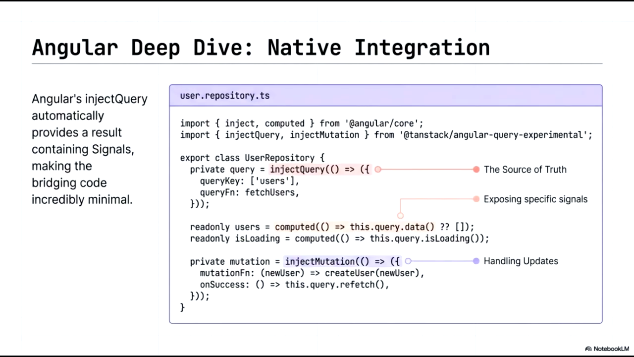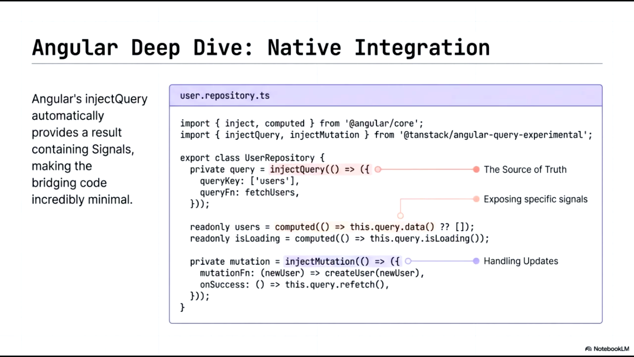To expose this state to our components in a reactive way, we utilize Angular's computed function. Here, we derive the user's list and the isLoading state directly from the query. This ensures that any changes in the query status or data are reflected instantly throughout the application.